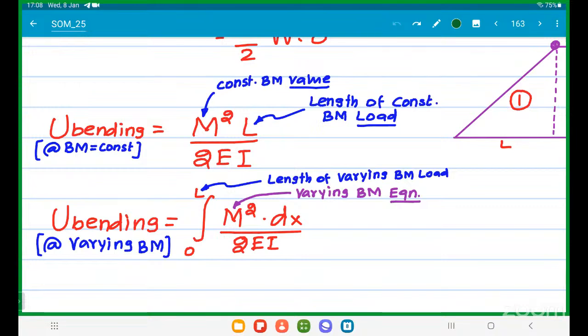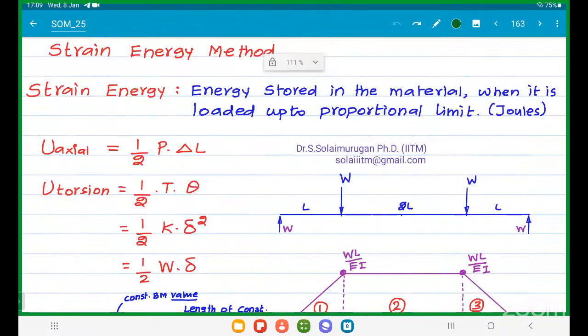Somewhere the bending moment load is applied, that is the length. Next, if the bending moment is varying, M is a function of x. So integration 0 to L, M square dx by 2EI. This is the formula for strain energy due to varying bending moment.